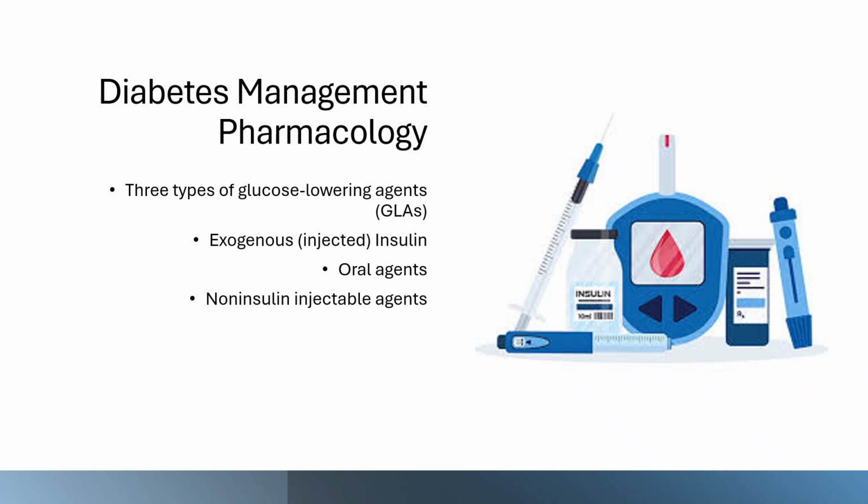So diabetes management, the medications, there's three types of glucose lowering agents. So there's an injected insulin. They can be oral agents or they can be non-insulin injectable agents. Exogenous insulin is used when a patient has inadequate insulin to meet the body's needs and they need insulin from an outside source. Oral agents, kind of like a metformin, non-insulin injectable agents, they do have some inhalation ones that can be used. So there are some different types.